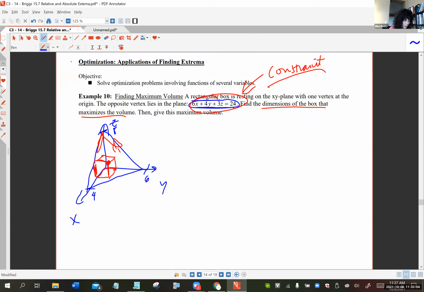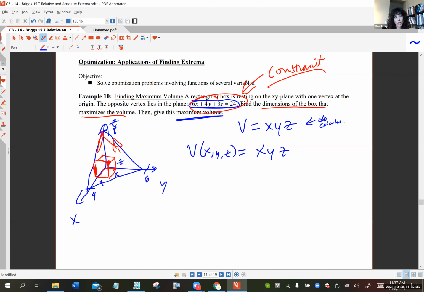Well, we need to maximize volume because that's what they want. So the quantity to be maximized needs to be a volume equation. The volume of a box is XYZ. X, Y, Z, width, length, height are the dimensions of the box. So you're going to do calculus on this. Now, a little bit of a problem is arising right now. This volume function happens to be a function of 3 variables. Uh-oh. Why is that a problem?